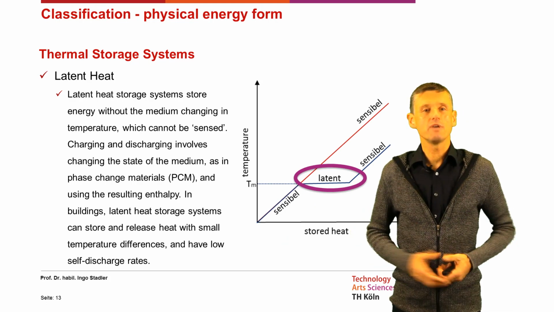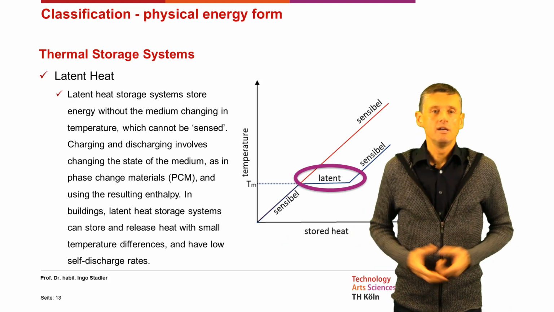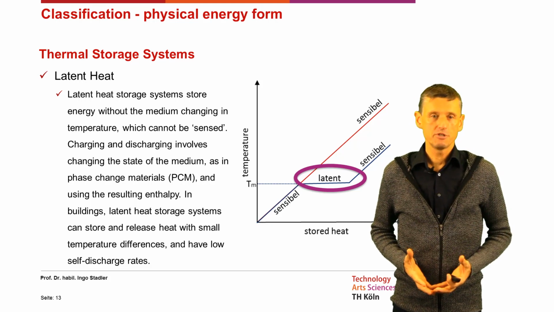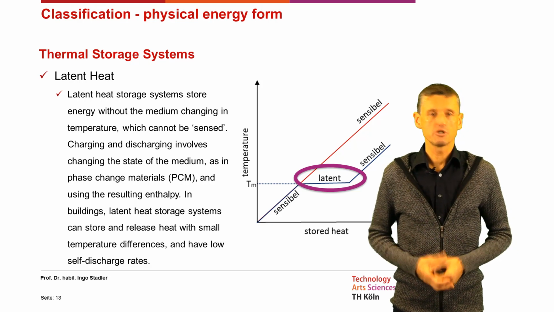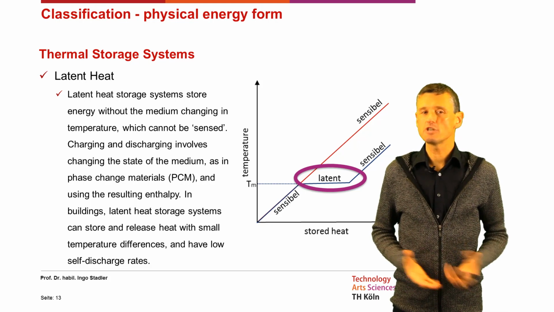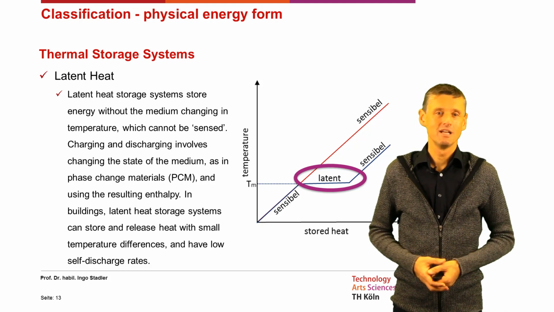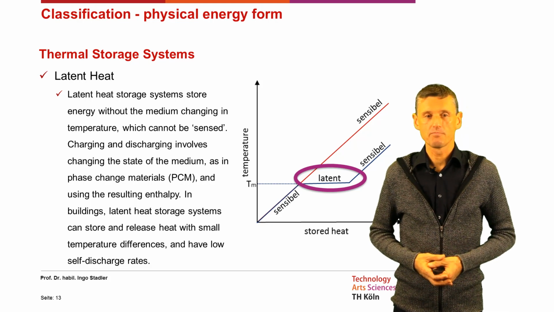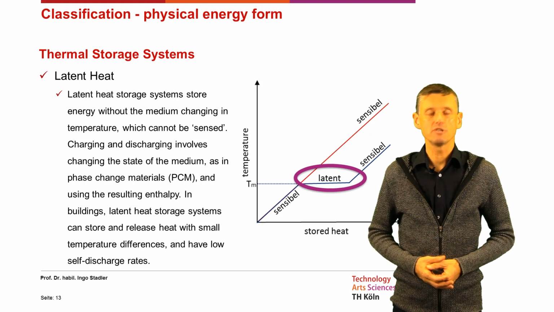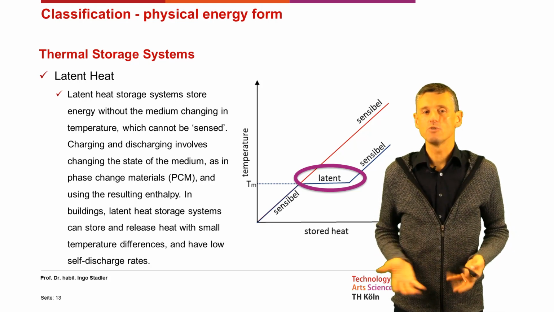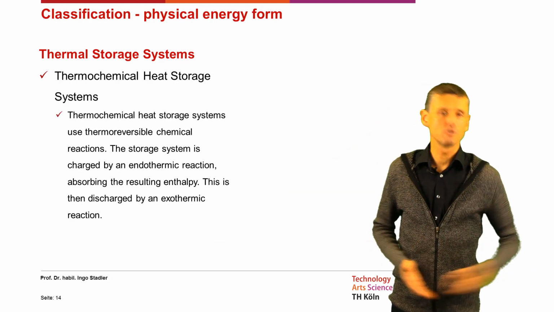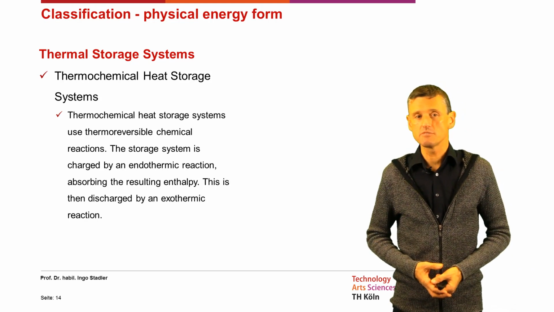On the other hand, we have latent heat storage. Latent heat storage systems store energy without the medium changing in temperature, which cannot be sensed. Charging and discharging involves changing the state of the medium, as in phase change materials, PCM for short, and using the resulting enthalpy. In buildings, latent heat storage systems can store and release heat with small temperature differences and have low self-discharge rates.